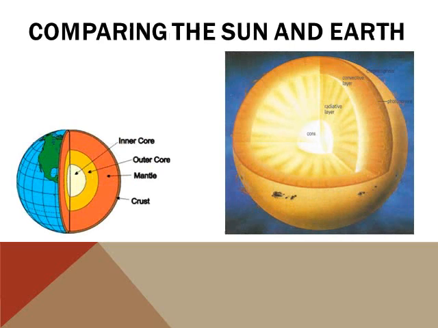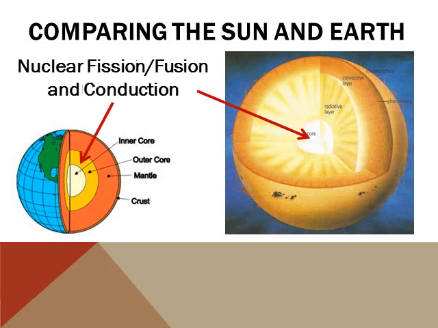So let's compare the sun and the earth. The sun and the earth both create heat that gets to the surface, and what we're really trying to do is see how heat gets to the surface of the earth. So both have a nuclear process. The sun has a nuclear process of nuclear fusion, and then the earth has nuclear fission that creates heat. Now the earth actually has heat left over from when it was created, so that heat, in addition to nuclear fission, is being transferred to the mantle.